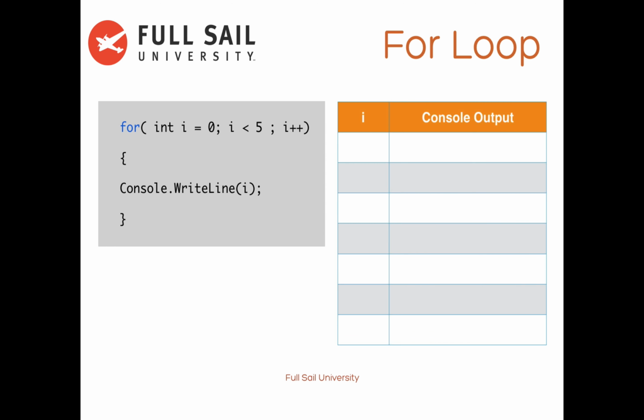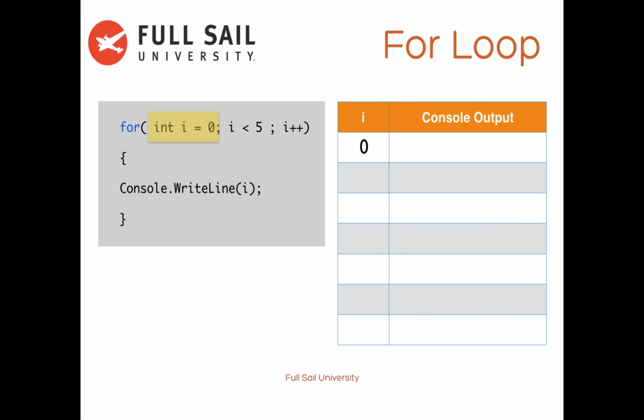Now, here's how it works. When we first start the loop, we run this int I equals 0 one and only one time. This creates the integer I and sets its initial value to 0. So we're going to put that into our right-hand side. We're going to keep track of I and the output to the console. All right, so we have I is 0.